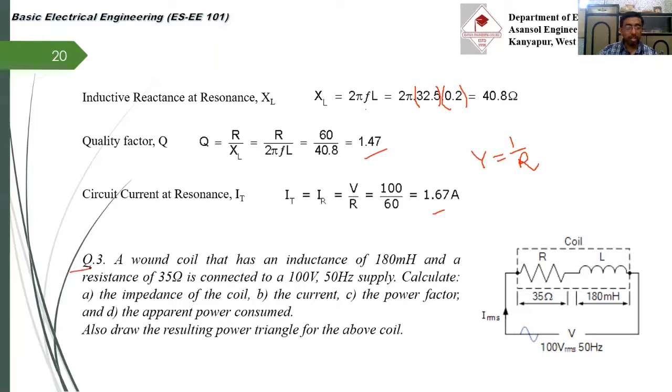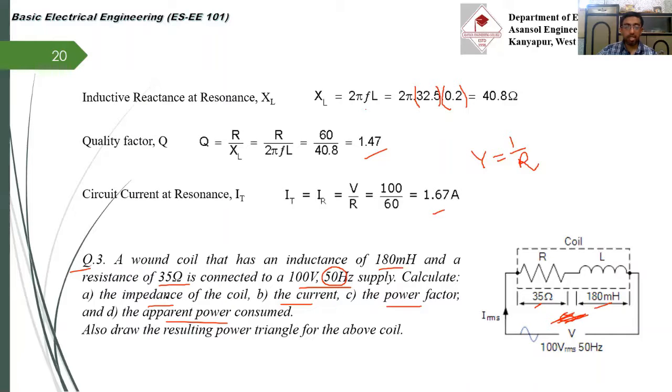Now, next numerical. A wound coil that has an inductance of 180 millihenry and a resistance of 35 ohm is connected to a 100 volt 50 hertz supply. See this frequency, okay? Calculate the impedance of the coil, the current, the power factor, and the apparent power consumed. Also draw the resulting power triangle for this system.